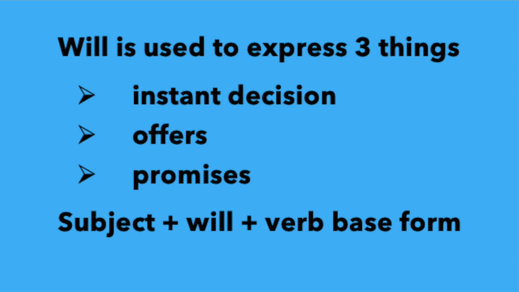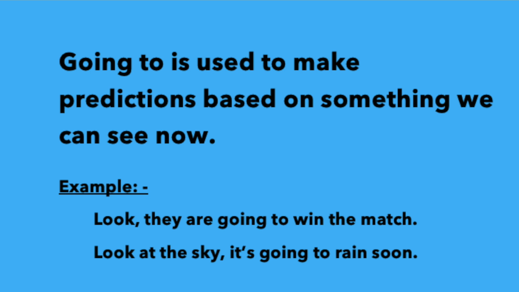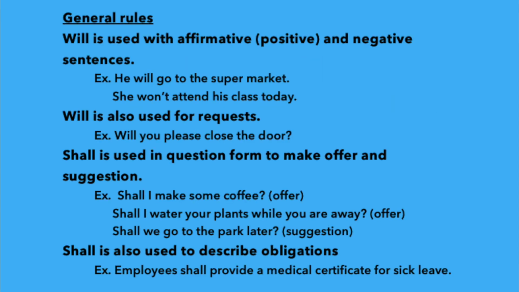And we use both will and going to make predictions. Prediction is based on our personal experience and knowledge. I think Rahul will score 100 marks. It's going to rain soon. Okay children, I hope you have understood.